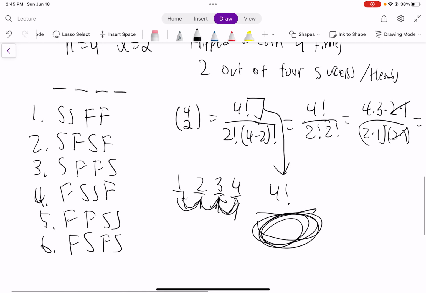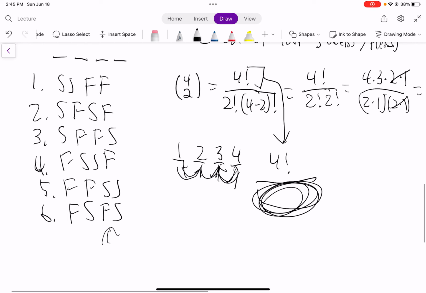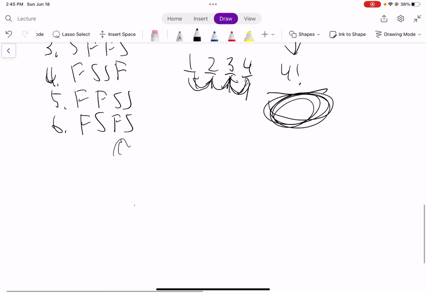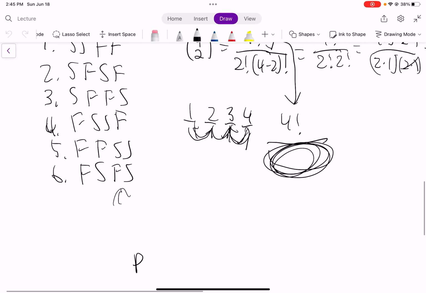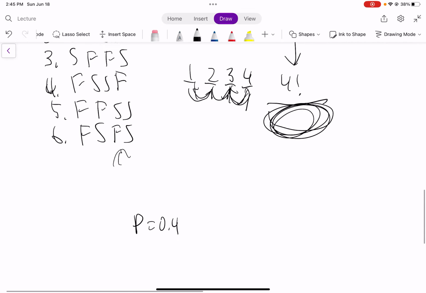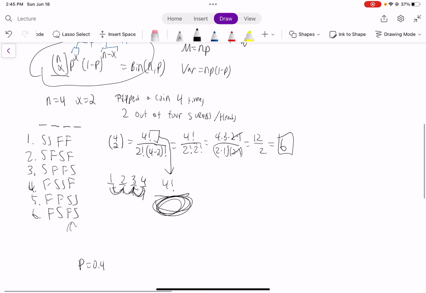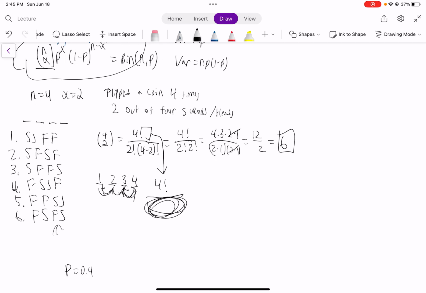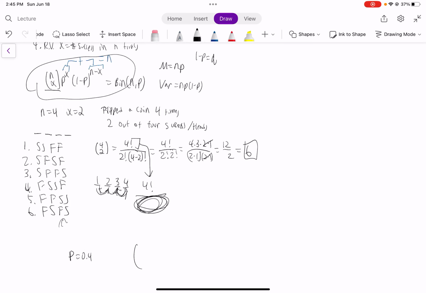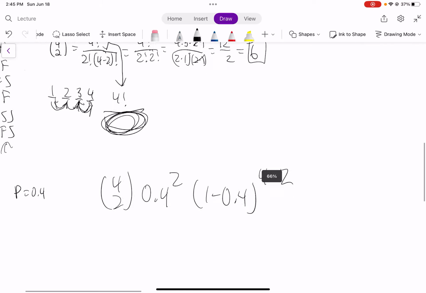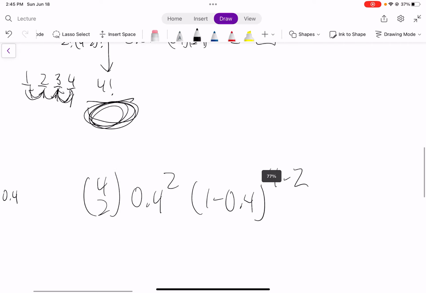Now let's take this example, this one right here. And let's say p equals 0.4. Let's just say that, and we get this example here. Let's plug it in. What's n? n is 4. x is 2. p is 0.4. x is 2. 1 minus 0.4. And then n is 4 minus 2. Let's find the probability of getting this outcome.